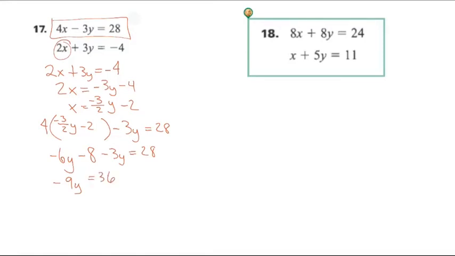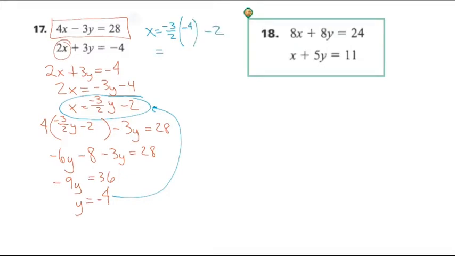Divide both sides by negative 9, and I get y equals negative 4. Take this and back substitute it into that equation. So I get x equals negative 3 halves, and y is a negative 4, minus 2. Negative 3 times negative 4 is a positive 12. A positive 12 divided by 2 is a positive 6. 6 minus 2 is 4. My coordinates of my point are 4, negative 4.